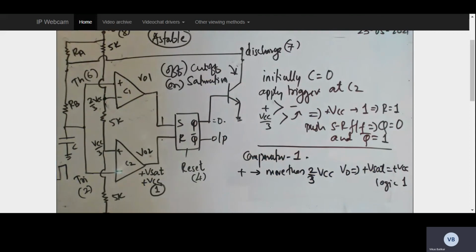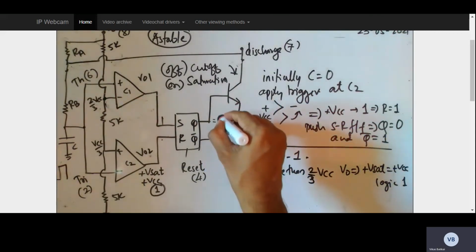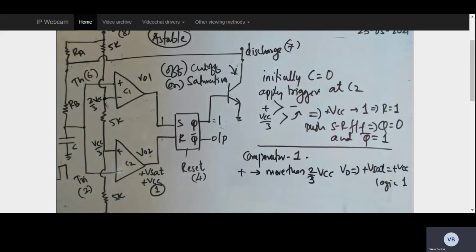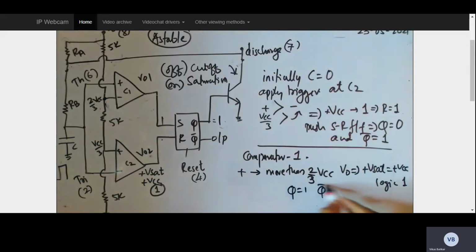Now because of this S value equal to 1, what will be the output? Output Q will be equal to 1. Now the moment Q is equal to 1, what will be Q bar? Q bar will be 0. So just try to remember what has happened in these two phases. Earlier Q was 0, now it has reached 1. Or I can remember in terms of Q bar: earlier Q bar was 1, now Q bar is 0.